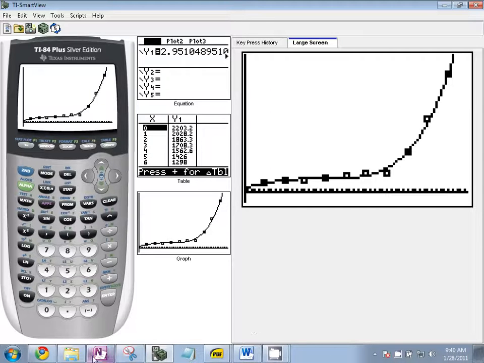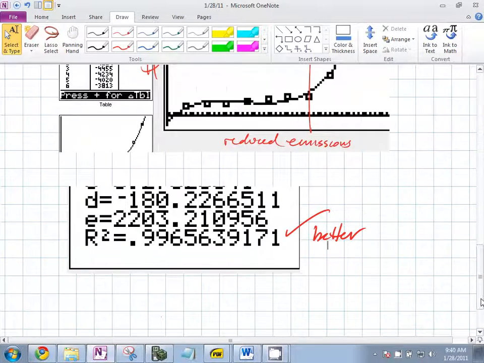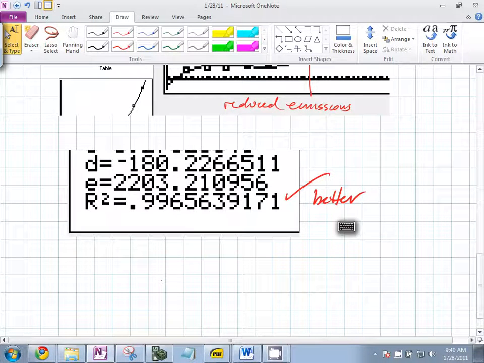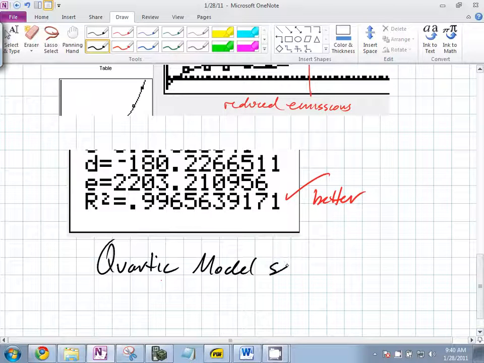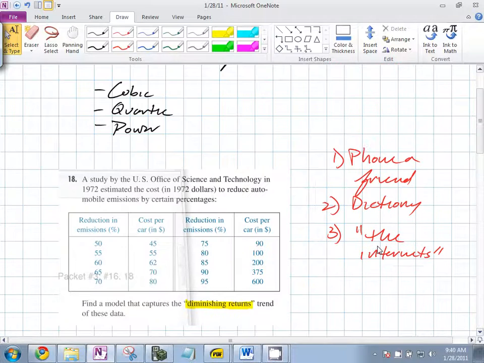So you're finding which model is the best, which has the best R squared value? I still don't know what "capture the diminishing return trend" means. You're describing it. Find a model that describes the trend. Find a model that describes this data.